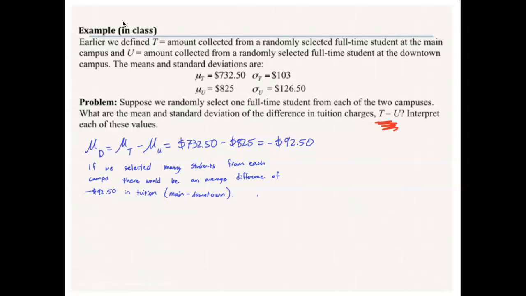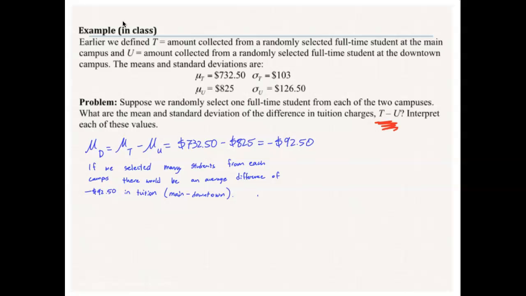Or you could word this in different ways, right? We could have said, on average, the main campus tuition would be $92.50 cheaper than the downtown campus. Either way works. All right.